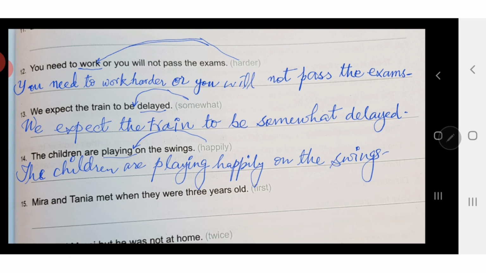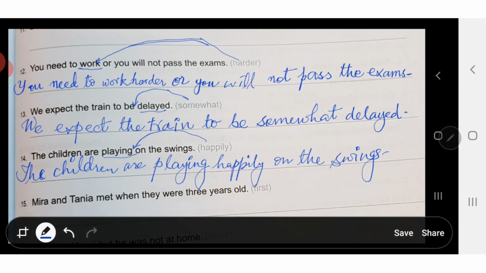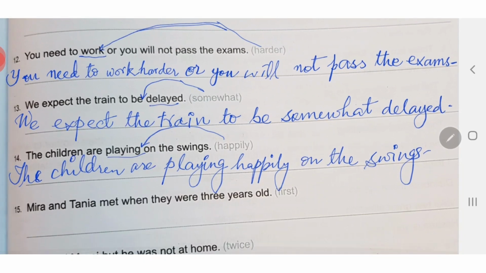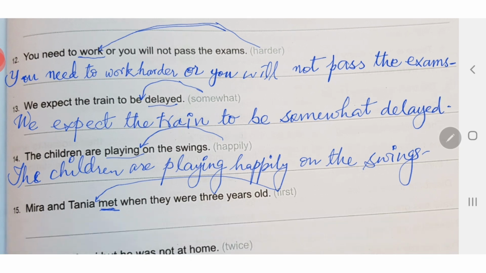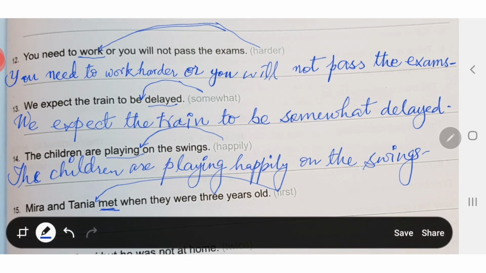15 says, Mira and Tanya met when they were 3 years old. Bracket says first. So students, let's focus on the verb. What is the verb given here? Met. Okay, so we will put this one for the verb. First is the adverb of number. You all know that, right? Adverb of number, this one is placed before the verb.